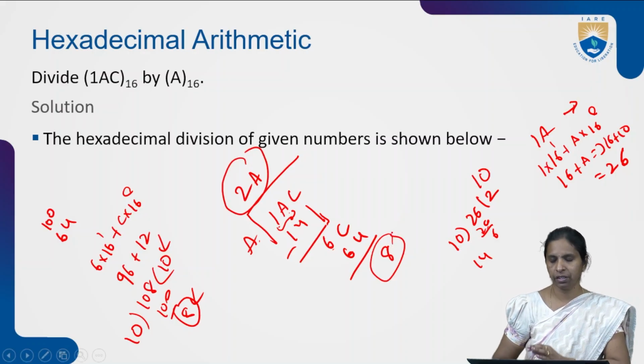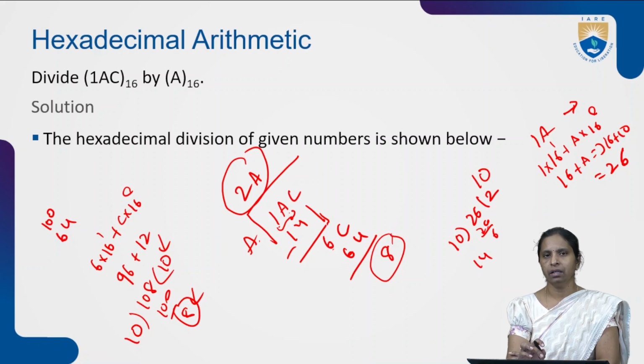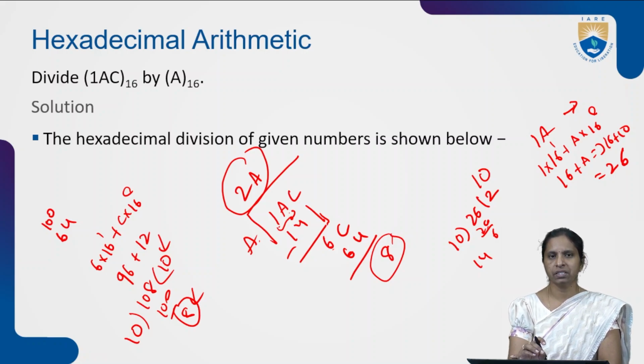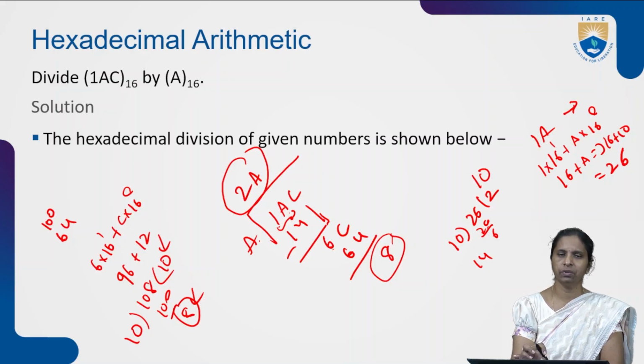Therefore, you can perform arithmetic operations like addition, subtraction, multiplication and division in the same way as in the decimal number system. In the same way, you can perform the arithmetic operations on hexadecimal number systems also.